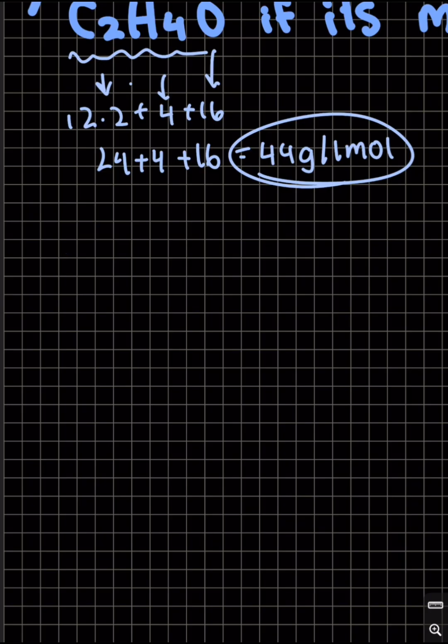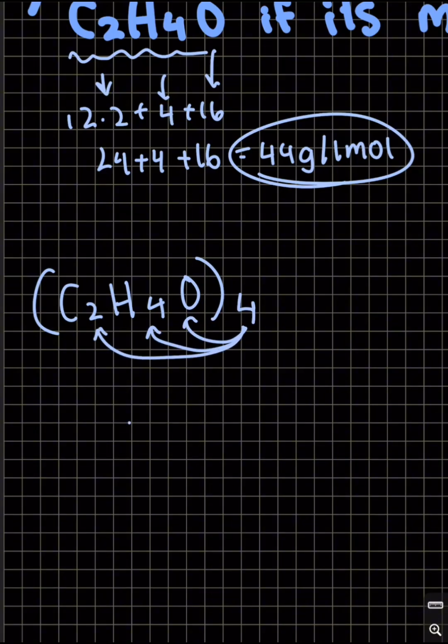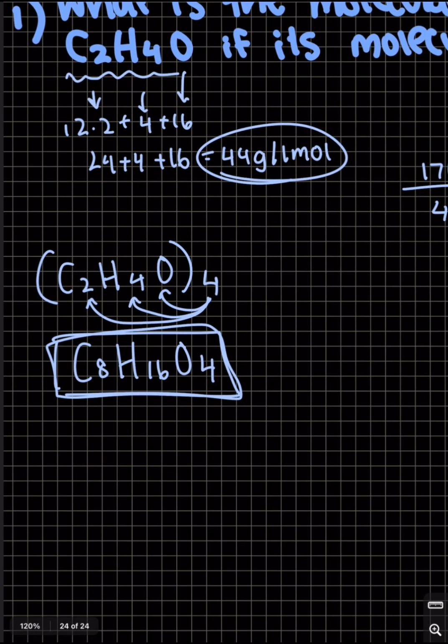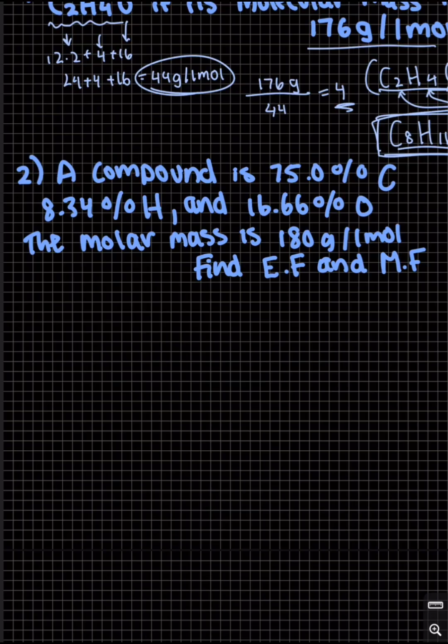I'm going to take the original empirical formula, which was C2H4O, and multiply the whole thing by 4. I'm going to apply the 4 to all of the subscripts, meaning that my final answer should be C8, because 2 times 4 is 8, H16, because 4 times 4 is 16, and O4, because 1 times 4 is 4. Meaning that your final molecular formula is C8H16O4. This is what's naturally found in nature, whereas the empirical formula has the simplest subscripts.